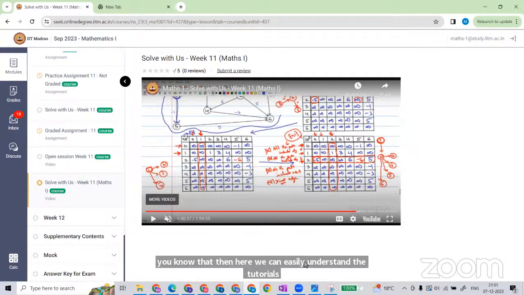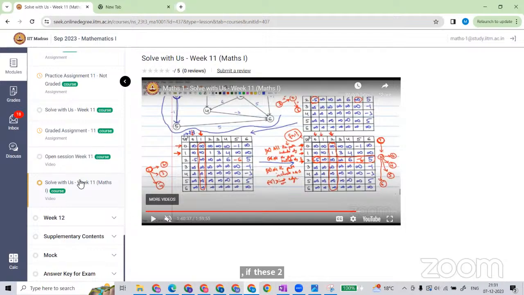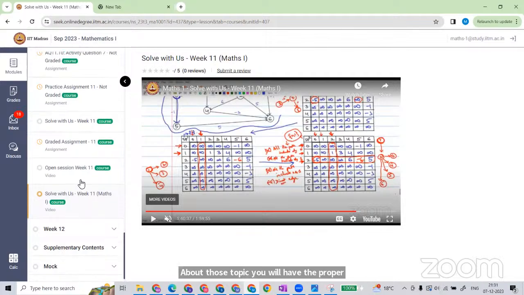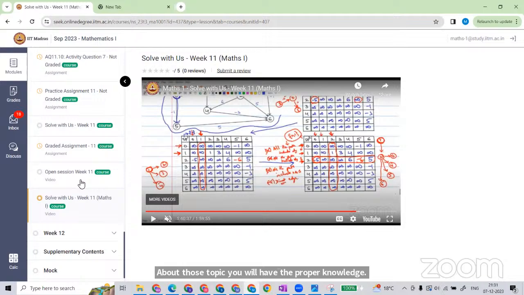Yes, these 2 sessions, and similarly in week 7 whatever we have for week 10, and similarly here for week 11, these 2 sessions means 4 sessions, then you will get a proper knowledge of whatever the week 10 and week 11 content has. Okay. Thanks, sir. Topics are not tough here, you just need to understand. Topics are not tough in the graph theory here.